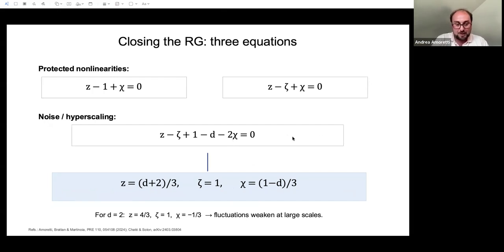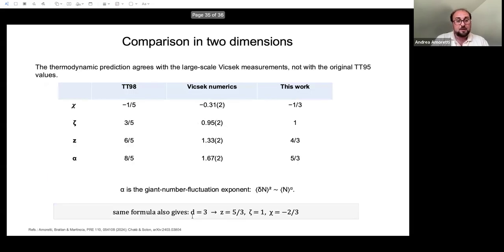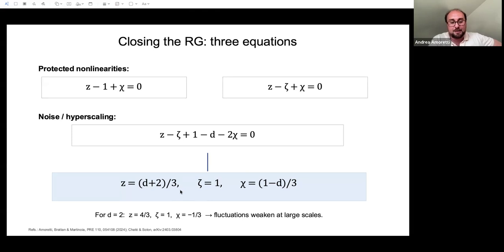Basically, just by imposing this non-renormalization condition, we were able to fix the critical exponents of the Toner-Tu equation. And what we found was an equation in arbitrary dimension, because our approach was basically independent of the dimensionality, which allows us to fix z and chi in this way. Okay, for d equal 2, we have z equal 4/3, Greek zeta equal 1, and chi equal minus 1/3. Now, just to compare to what people have done, let me say that Chaté and Solon, from a different perspective, derived exactly the same equation as us.